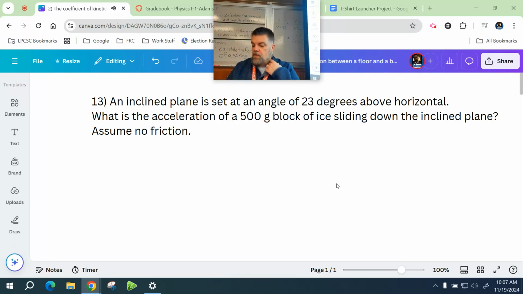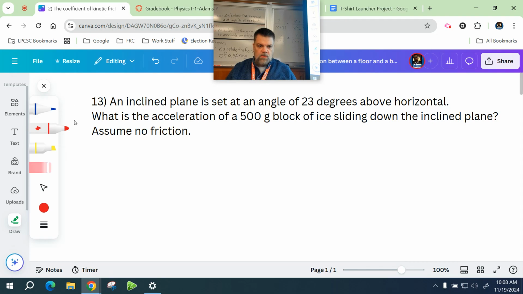All right, so problem number 13 off of the practice test says that there's an inclined plane with an angle of 23 degrees above the horizontal. What is the acceleration of a 500-gram block sliding down the inclined plane? Assume no friction. So first thing we need to do is draw the picture.